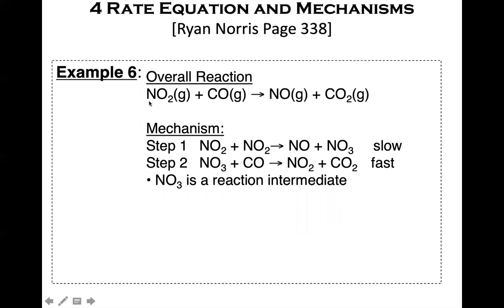So we have a reaction of nitrogen dioxide gas reacting with carbon monoxide gas to form nitrogen monoxide gas and carbon dioxide gas. You have 2 reactants here, nitrogen dioxide and carbon monoxide. They tell us that the mechanism involves 2 steps to convert the reactants into products, and it turns out that step 1 is the slow step.